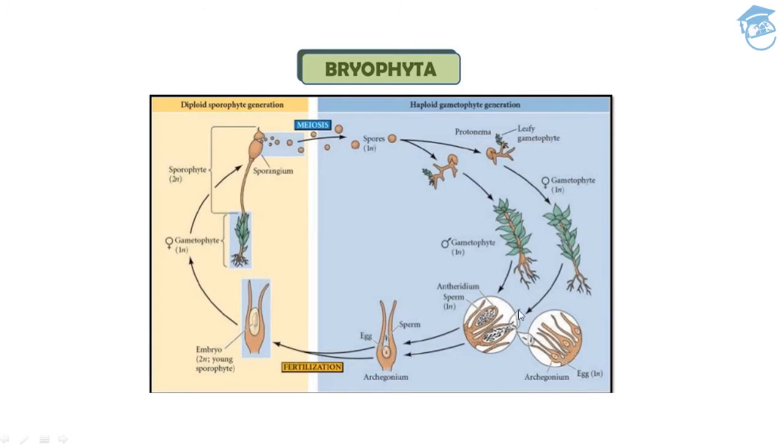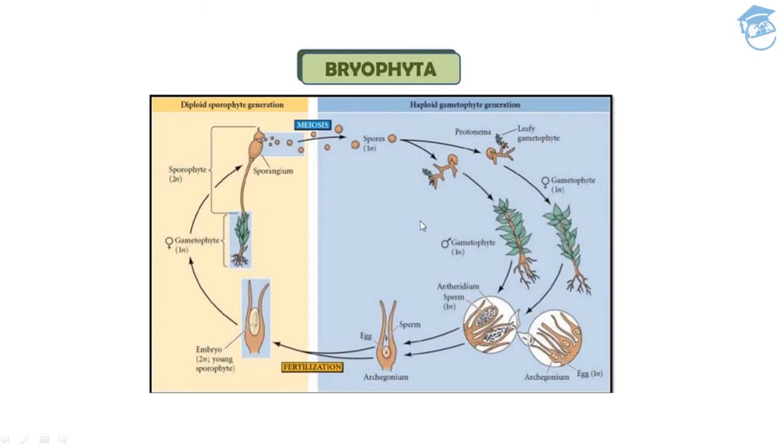Now this sperm and this egg fertilize and form a zygote, and in later stages of progression the zygote forms an embryo which is diploid in nature. It is also considered a young sporophyte, and then this young sporophyte eventually develops into the sporophyte, which is diploid in nature. So this was the haploid gametophyte generation and this was the diploid sporophytic generation.